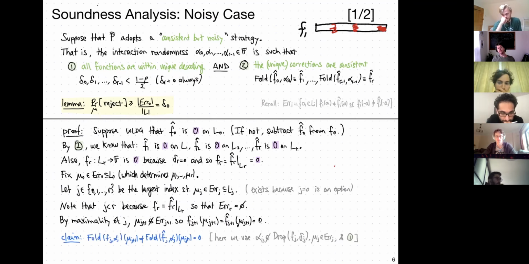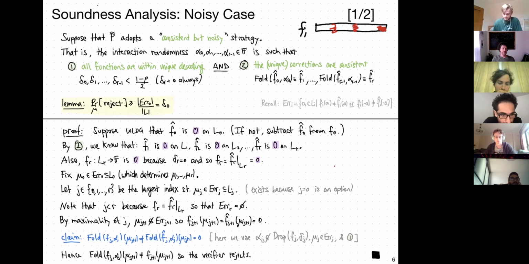And so we'll make the following claim, which we'll show in the next slide, and then we're essentially done. What we will show is that in this case, if we fold the function and, on the other hand, fold the correction of the function, then they must disagree. And the point here is that if this is happening, this is exactly the constraint that we are checking. This is exactly the test that the verifier is doing. This is how we designed it. So all we have to show is that in this particular case, we will reject.